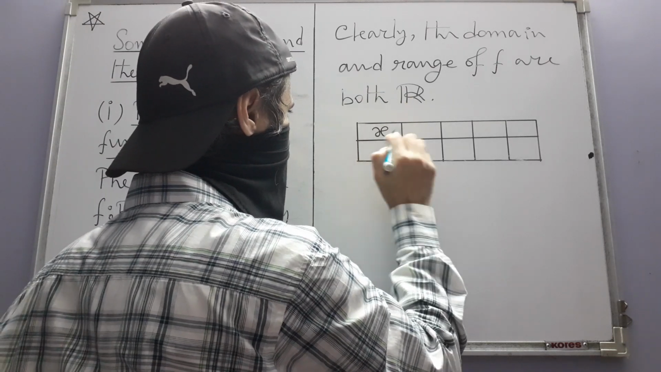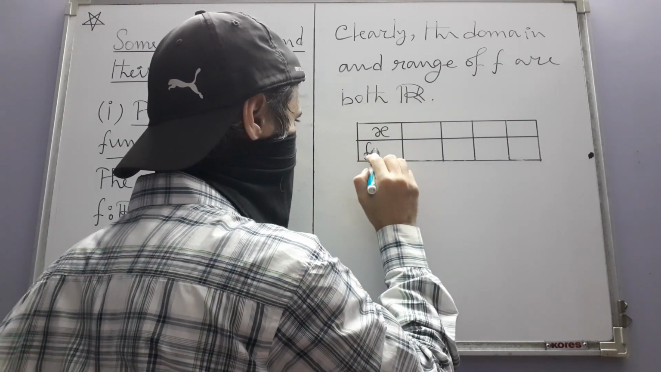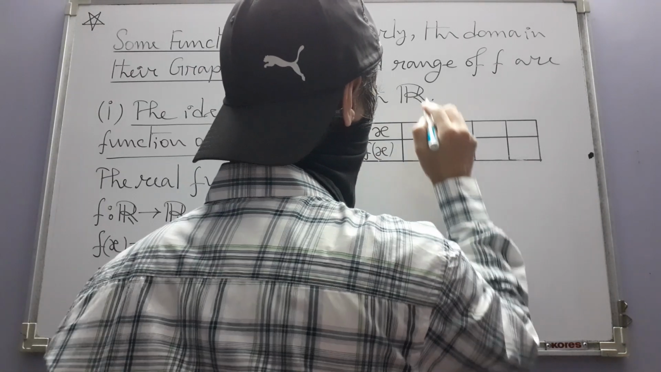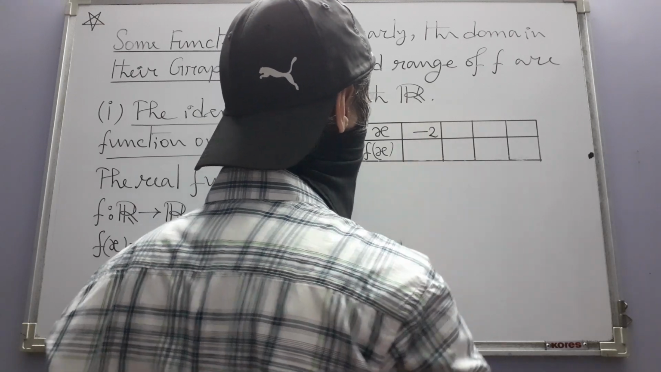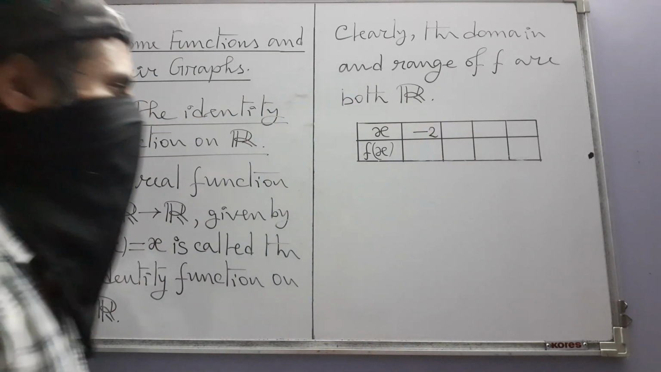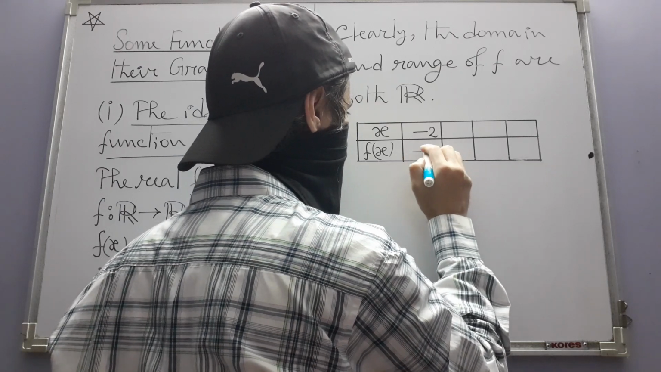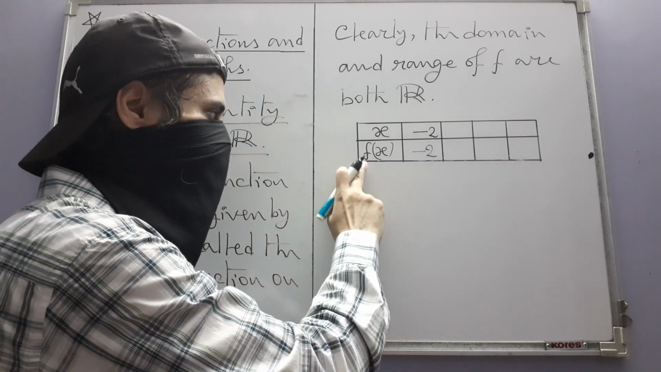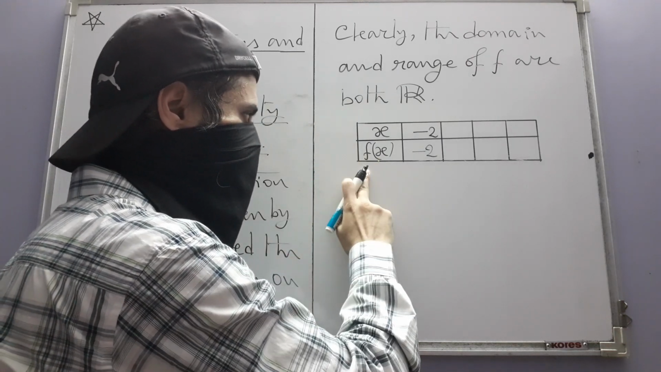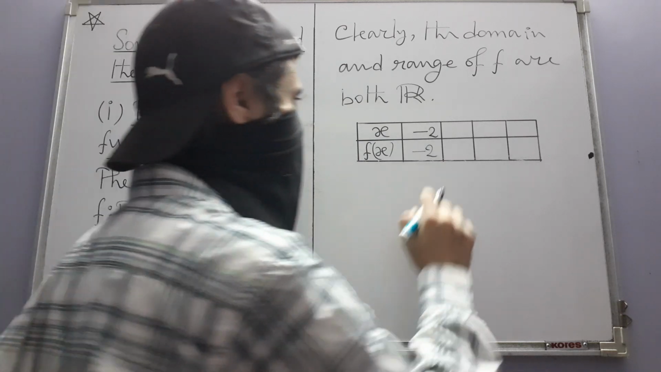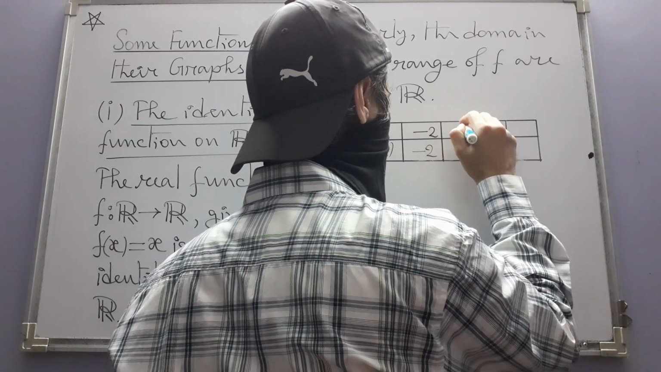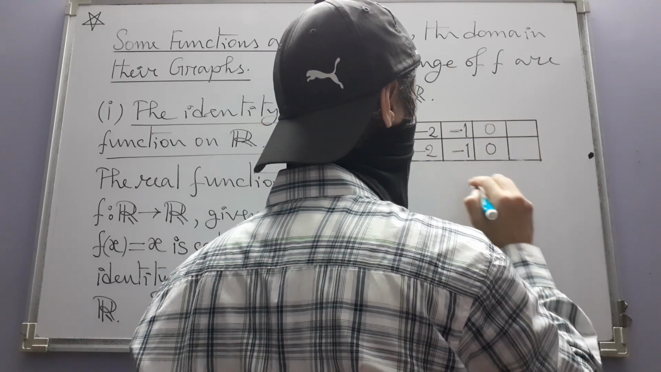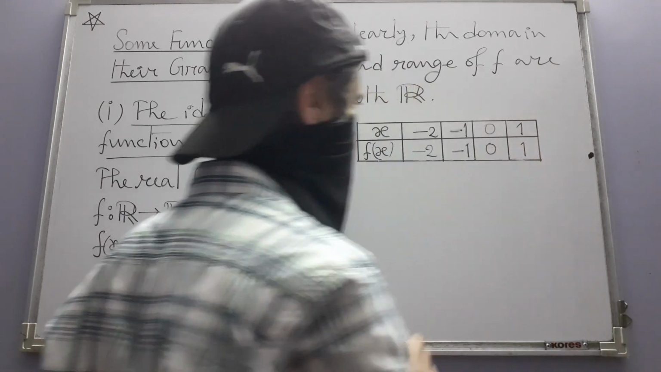Say in the first row I put the x values, and in the second row I will put the f of x values. Let me just take as x value first minus 2. Since f of x is nothing but x, that is the value of the function at the input x. If it is minus 1 though, then this one is also minus 1. When it is 0, it is 0. When it's 1, it's 1.